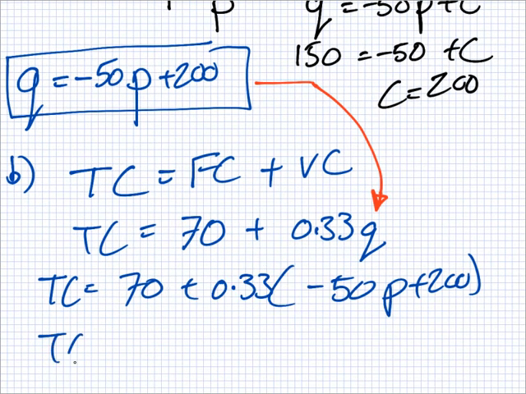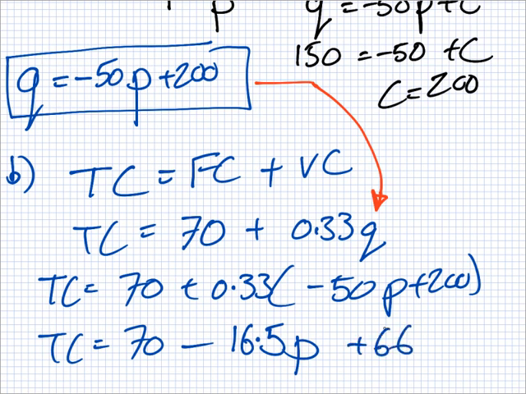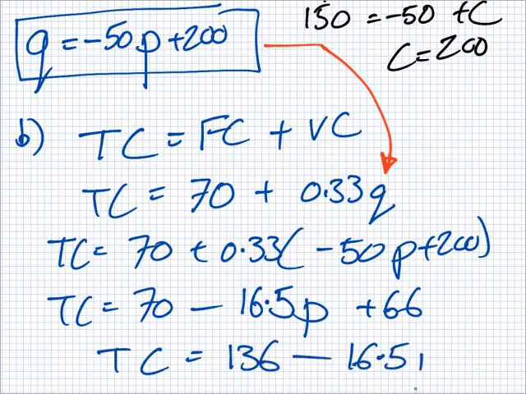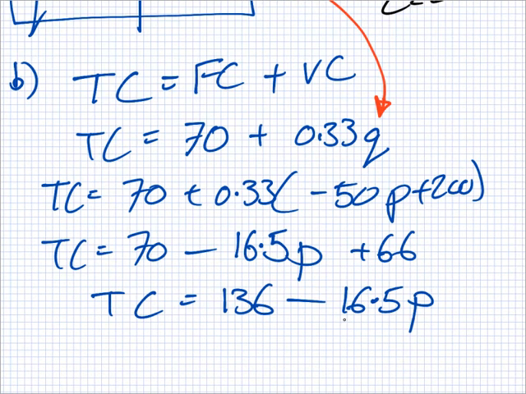So now we get total cost is 70. What's 50 times 0.33, please? 16.5p, and then 0.3, is that 66? 200 times 0.33? 66? Yeah, we sure? Yep. Okay, so total cost is 70 plus 66, what's that now? 136 minus 16.5p. Yeah? Okay.